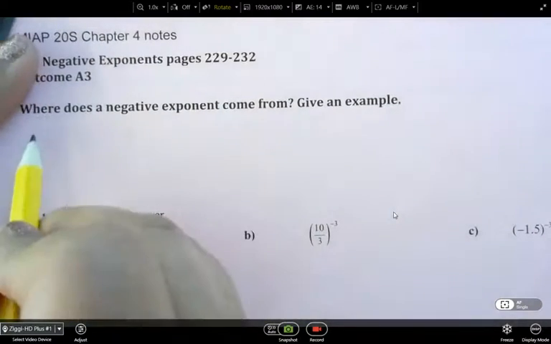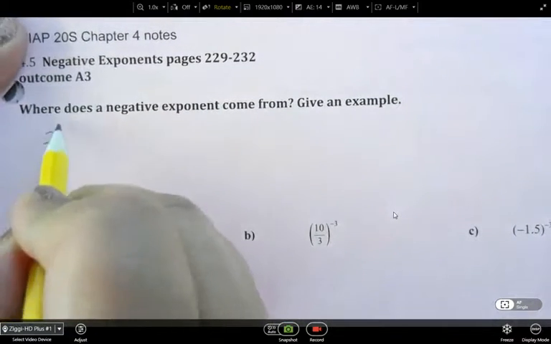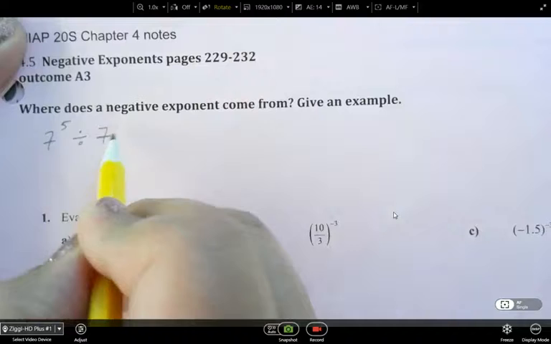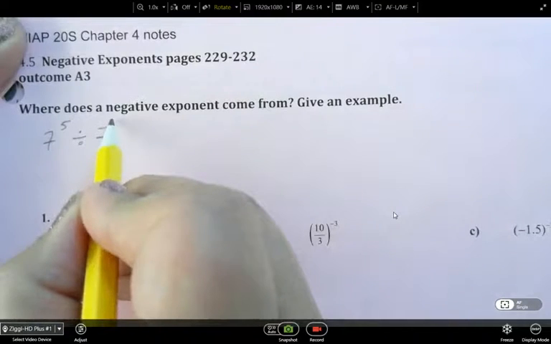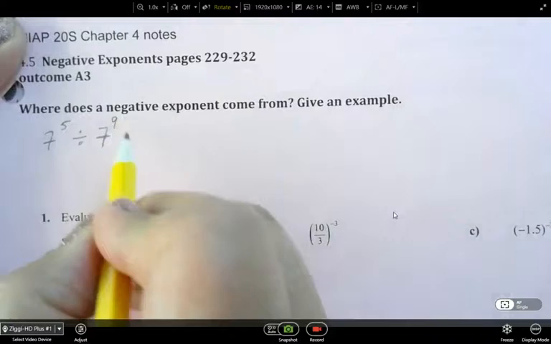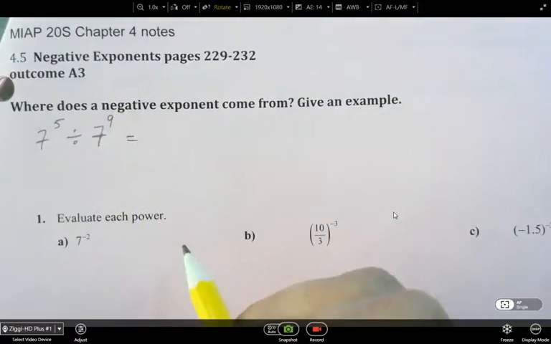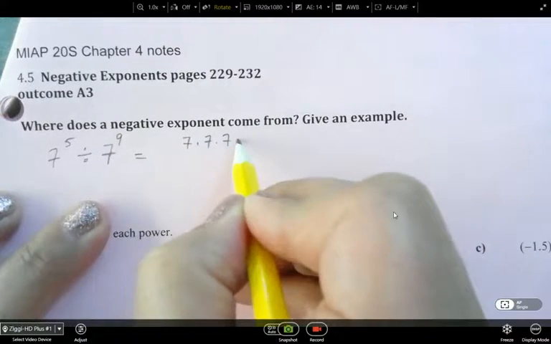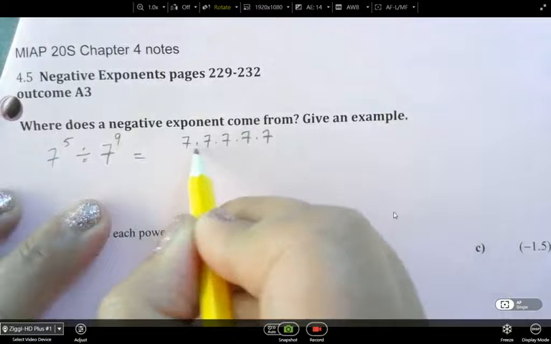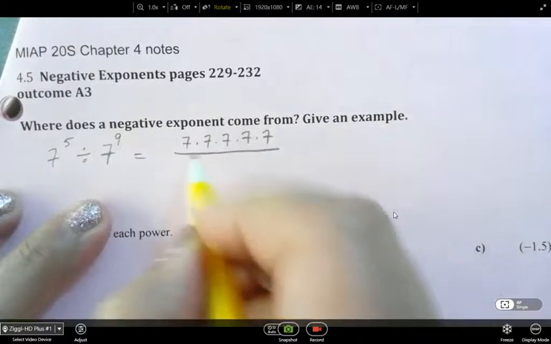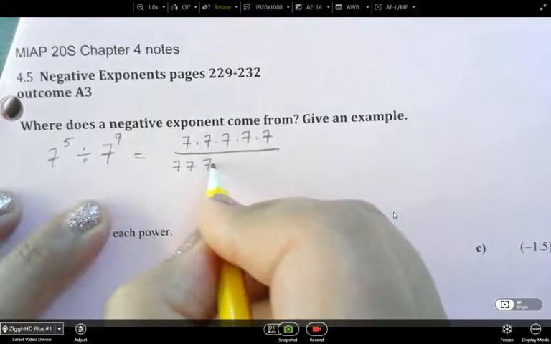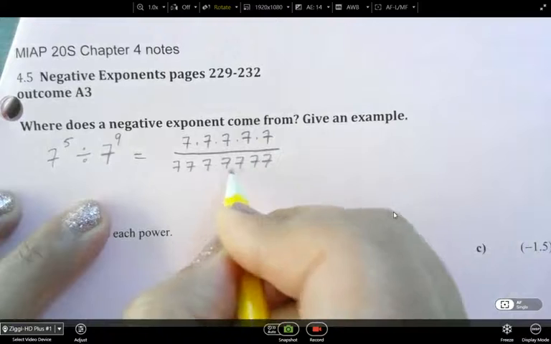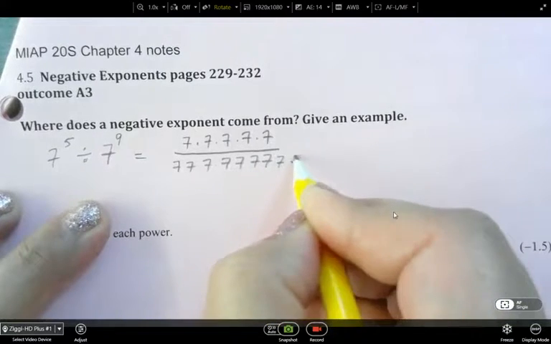So suppose we had 7 to the power of 5 divided by 7 to the power of 9. Okay? Now, if I were to write this in expanded form, I would have 7 times 7 times 7 times 7 times 7. So that's 5 sevens, right? And then divided by, how many 7s am I going to have down here? 9. 1, 2, 3, 4, 5, 6, 7, 8, 9.